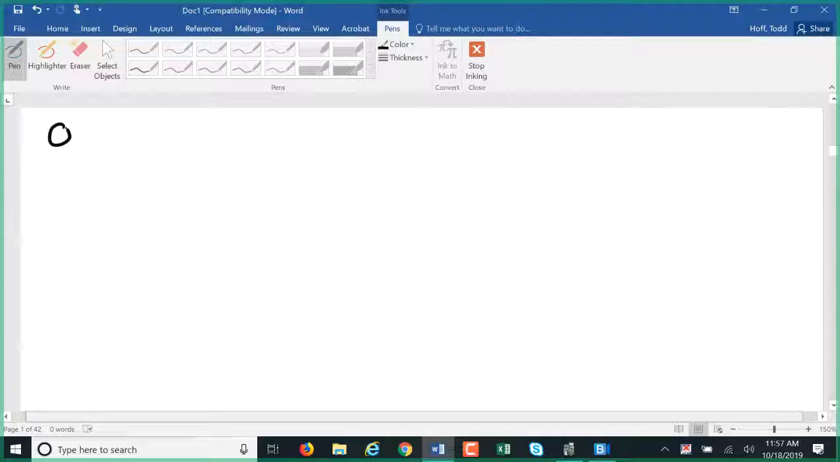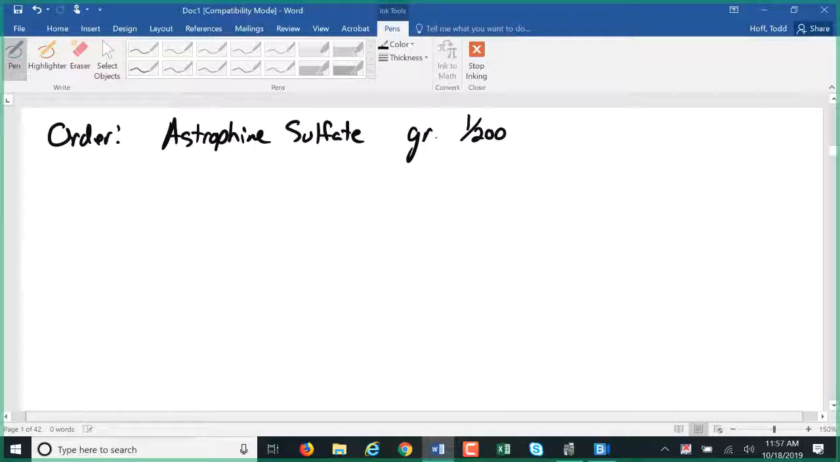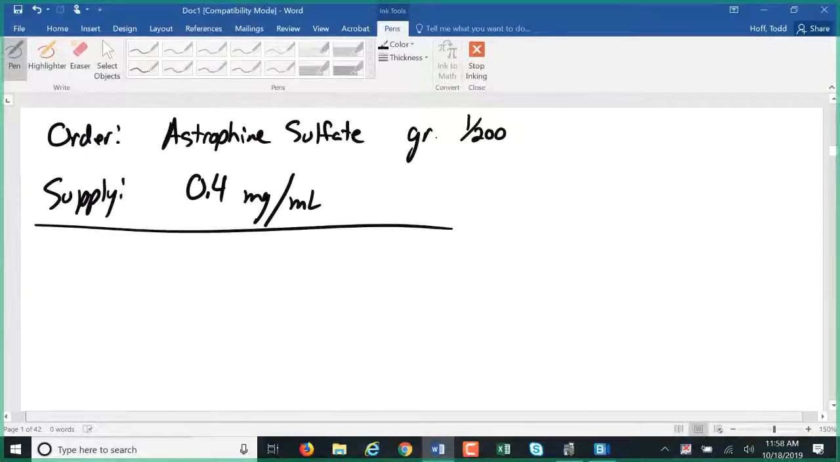Okay, so I'm going to have you guys try some in your notes. You have a little bit longer calculation to do. So we've got an order for atropine sulfate, GR 1/200th. Their supply, 0.4 milligrams per milliliter. Find for me how many milliliters need to be administered to the patient.